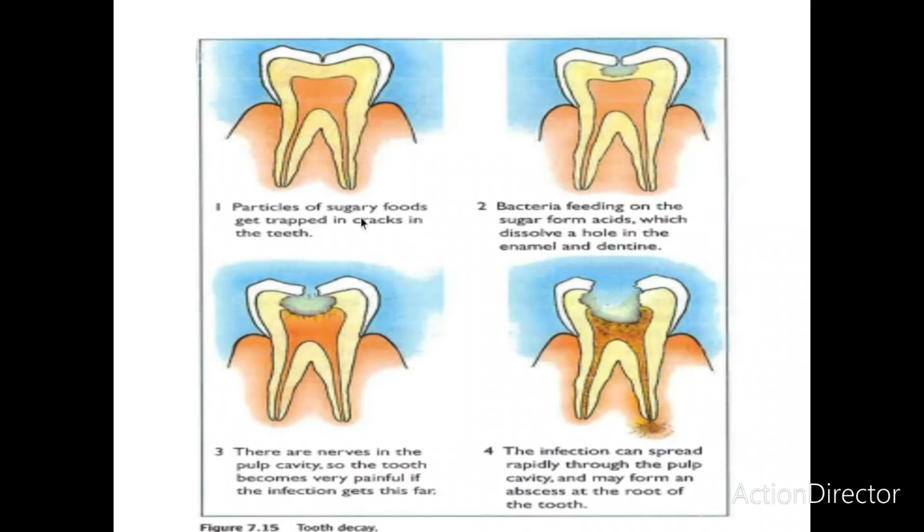So particles of sugary foods get trapped in cracks in the teeth, and the bacteria feeding on the sugar form acids which dissolve a hole in the enamel and dentine. There are nerves in the pulp cavity, so the tooth becomes very painful if the infection gets this far. The infection can spread rapidly through the pulp cavity and may form an abscess at the root of the tooth. So eventually, if this happens, the tooth would have to be removed.